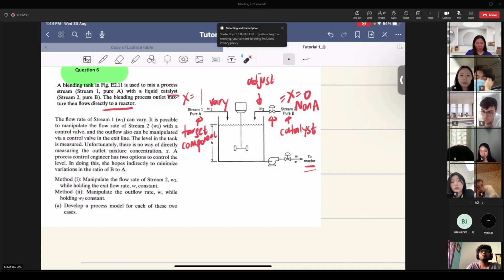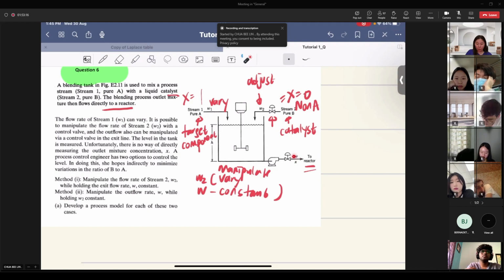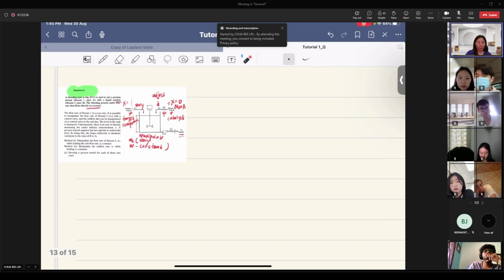So method 1, you can change, manipulate W2 and keep W constant. So W2, you can vary or manipulate. And then W, keep constant. This is option 1. Option 2 is opposite. You will change W and keep W2 constant. So option 1, W2 you change, then W is constant. Option 2, this one you change, this one constant. So with these 2 options, I only ask you to derive the equation.